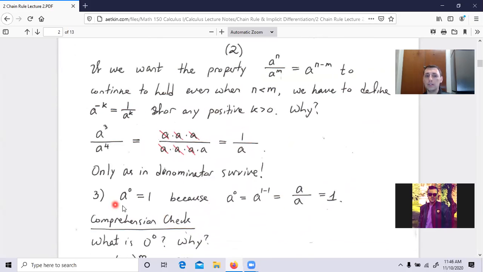Good? And that tells us, as you remember, that a to the 0 is equal to 1, because when I have 0 as the power, it means I had division and nothing survived. Like a to the 0 is a to the 1 minus 1, which is a over a, which is 1.